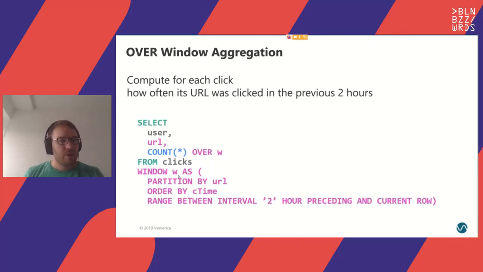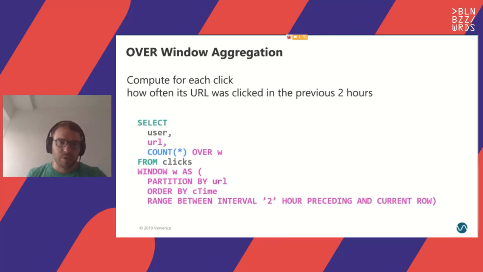Window, you give it an alias. Here we give it the alias a W. And then the window is defined based on these three clauses. The first one is a partition by clause. Here we partition by URL because we want to perform a computation and aggregation based on the URL.